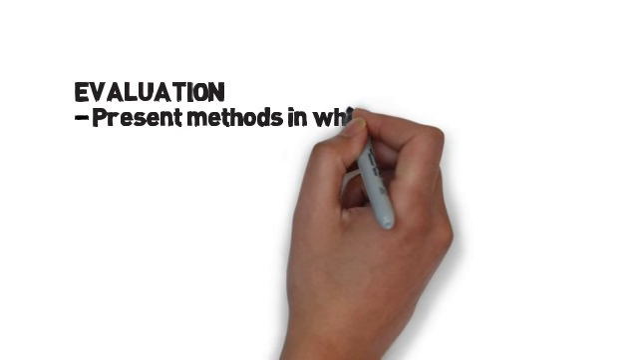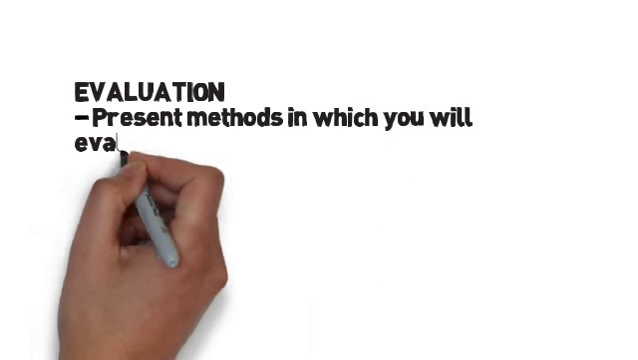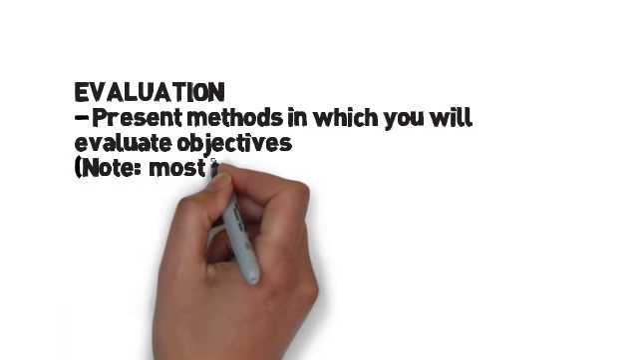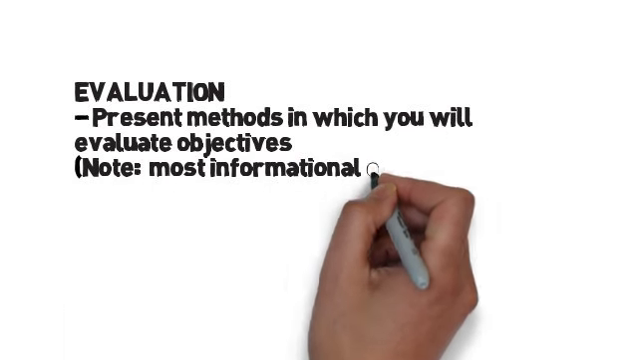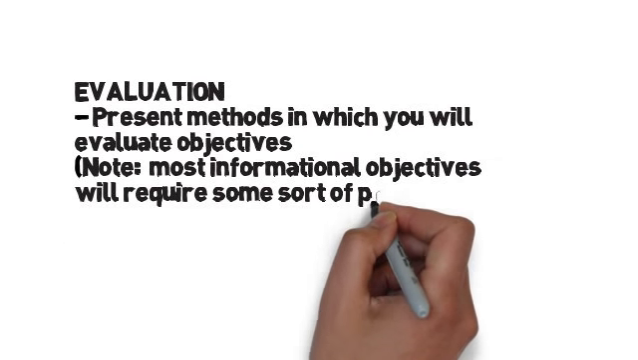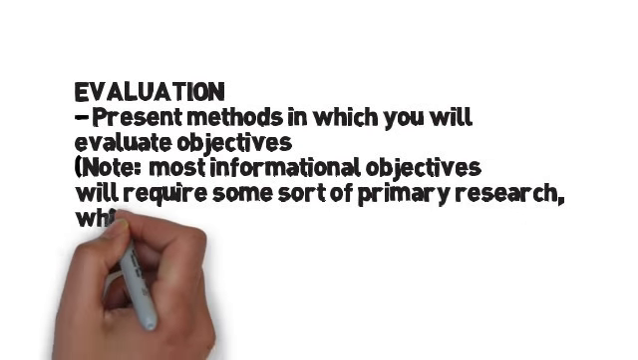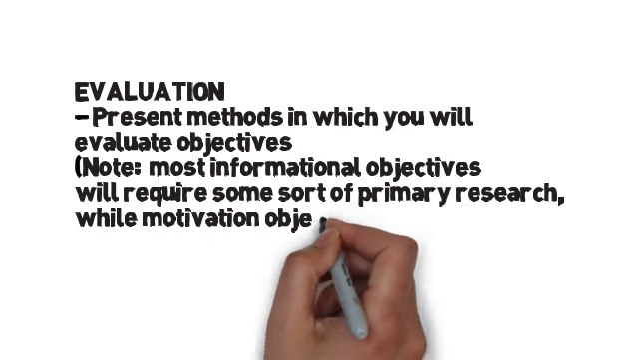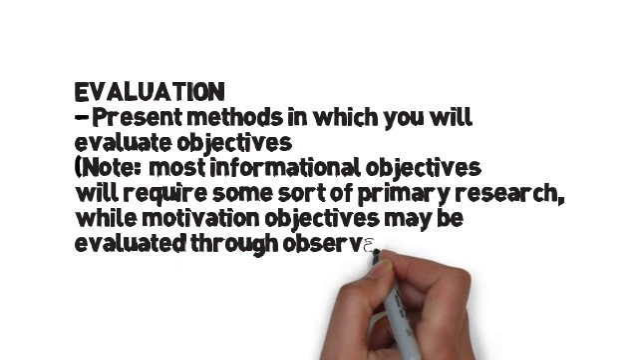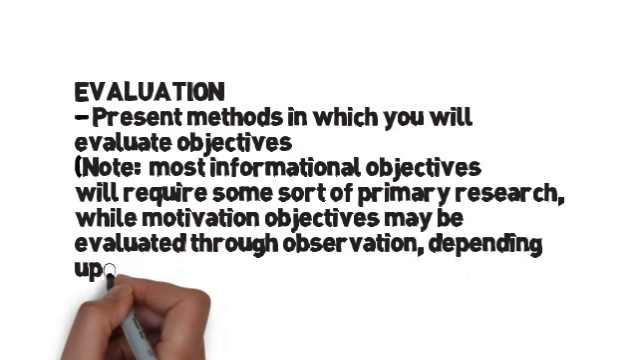And then finally, your evaluation. So you evaluate only objectives. So if you've got 2 objectives minimum, you need to tell me here how you are going to evaluate those. Informational objectives typically need to be evaluated using some sort of primary research, some sort of survey. And motivational objectives can be easily seen simply by counting results. So those are the pieces of your CRM plan.